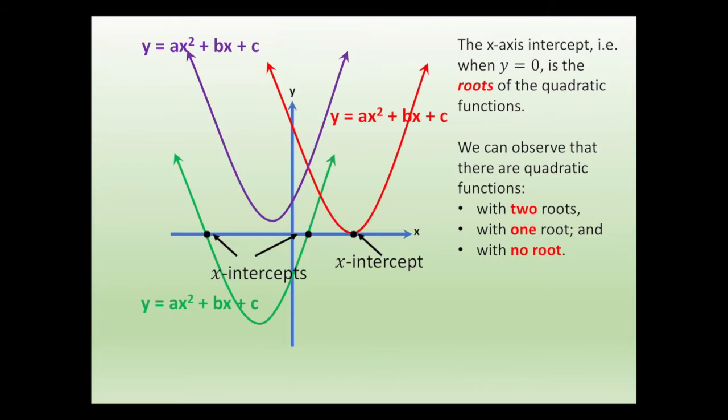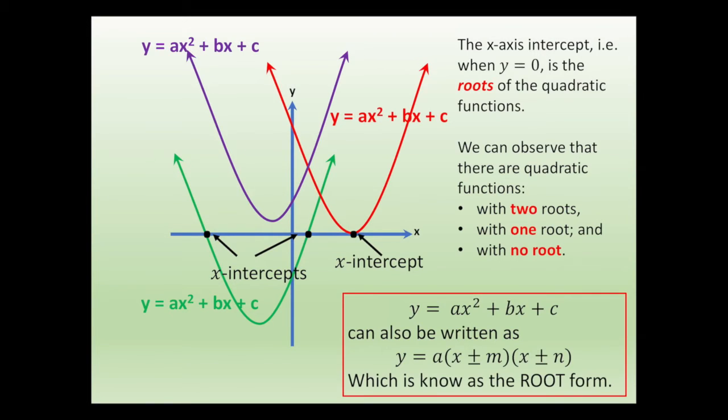Just a quick summary. The x-axis intercept, that is when y equals 0, is the roots of the quadratic function. We can observe that there are quadratic functions with two roots, one root and no root at all. This is generally y equals ax squared plus bx plus c, or it could be a monic y equals x squared plus bx plus c.